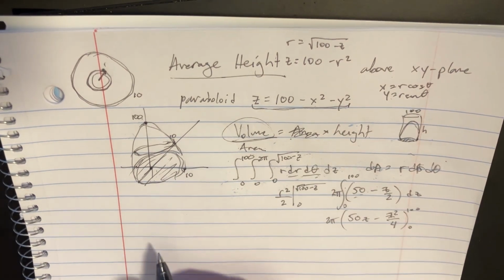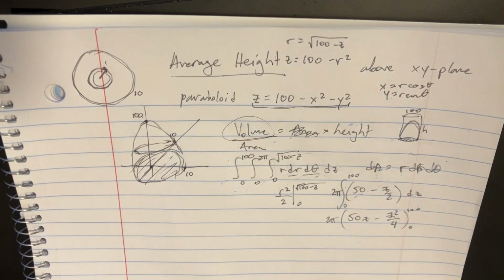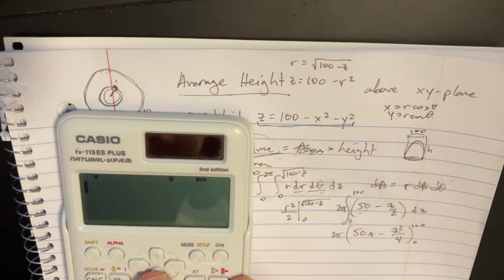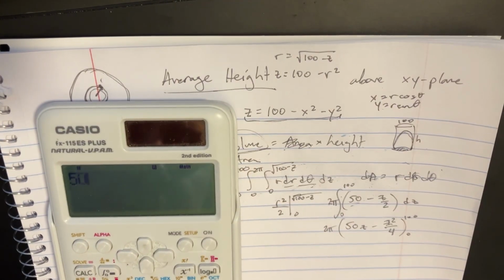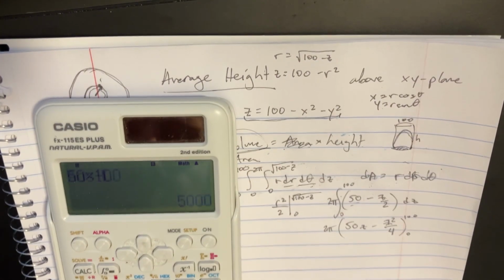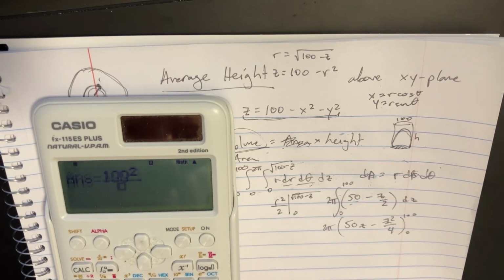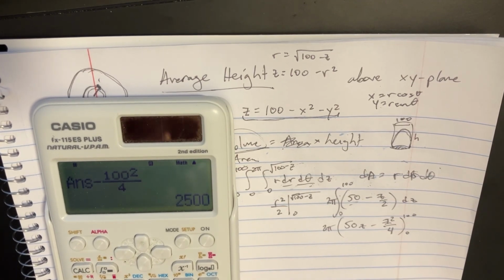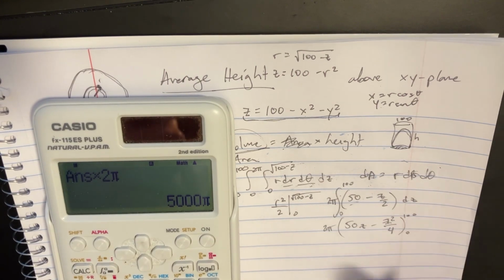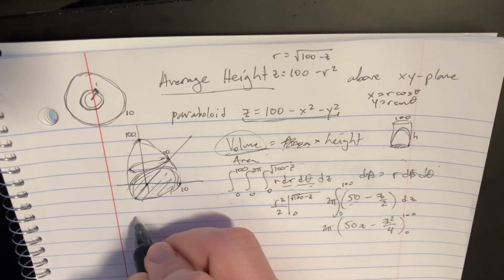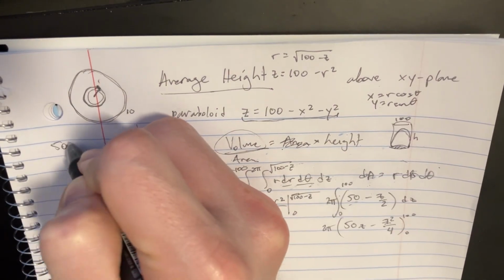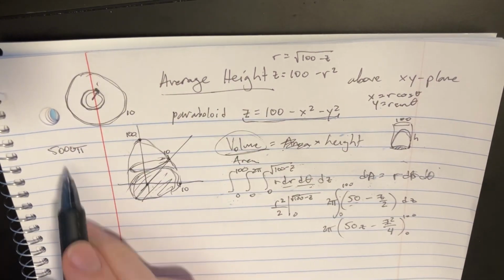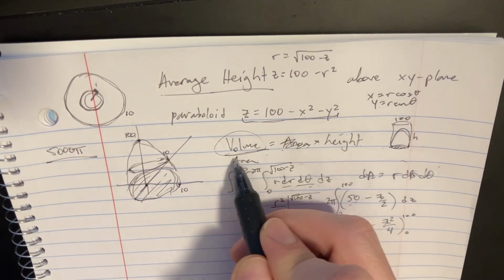So you plug this into the calculator, and it should be 50 times 100 minus 100 squared over 4, and then we're going to multiply that by 2 pi. So we got 5,000 pi. And we'll put that right here, because that is the numerator, and then we figured out the volume.